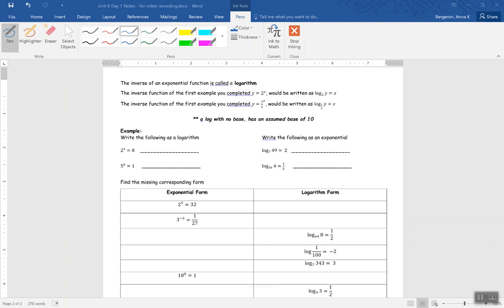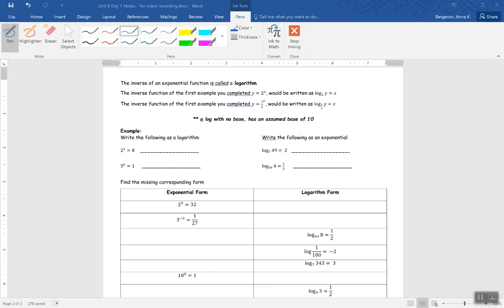So that little graphing activity leads us into the second page of our notes, which is telling us that the inverse of an exponential function is called a logarithm. That red graph that was in the first part of that video is our logarithm graph. Today we're going to talk about how we can write an exponential in logarithm form and a logarithm in exponential form, because they're inverses, you can write them both ways.